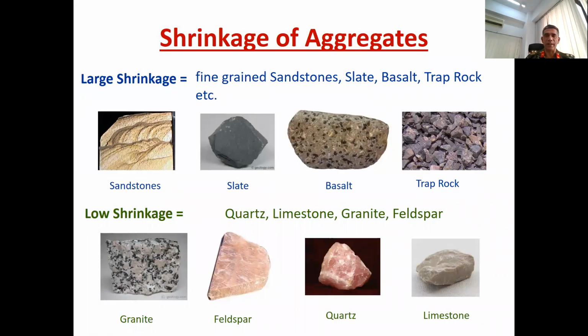Then shrinkage of aggregates, large shrinkage and low shrinkage. There are some aggregates like sandstone, slate, basalt, and trap rock that shrink more. And there are some aggregates like quartz, limestone, feldspar, or granite that have low shrinkage.